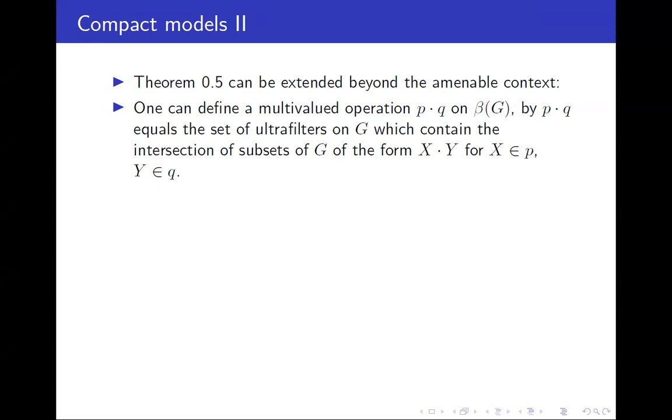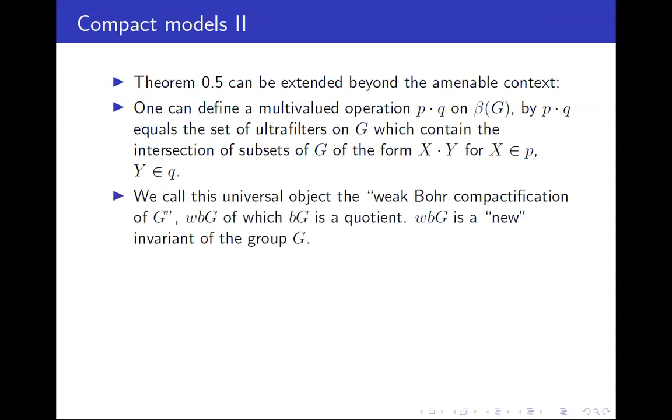And then there's a universal such thing, which I forgot to write down. This is an object, the universal such map from beta G to a group H, surjective, which I call the weak Bohr compactification of G, WBG, of which the Bohr compactification is a quotient. So this WBG is actually a new invariant of the group G, which I don't think appeared anywhere else. It's not a topological group, it's not a compact group, it's a new invariant in some sense of that group.